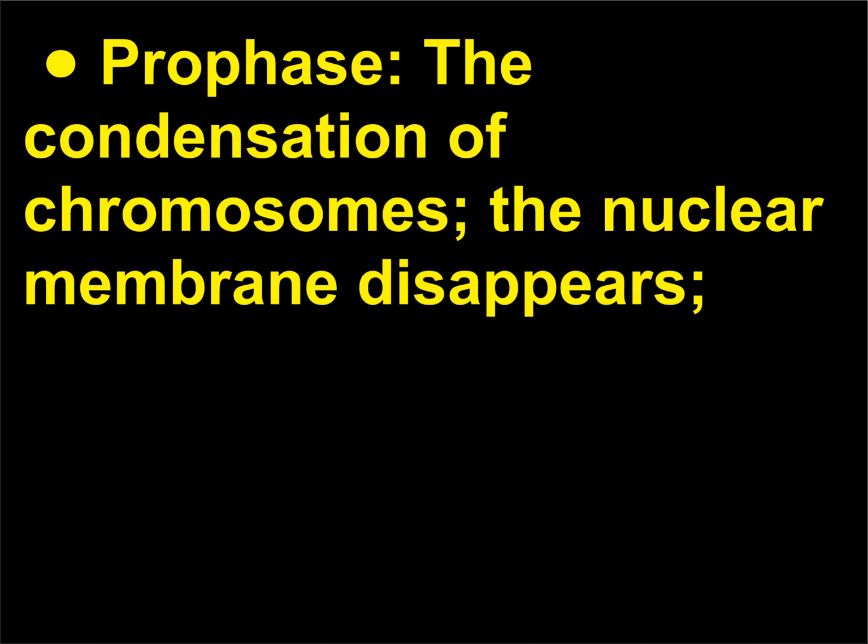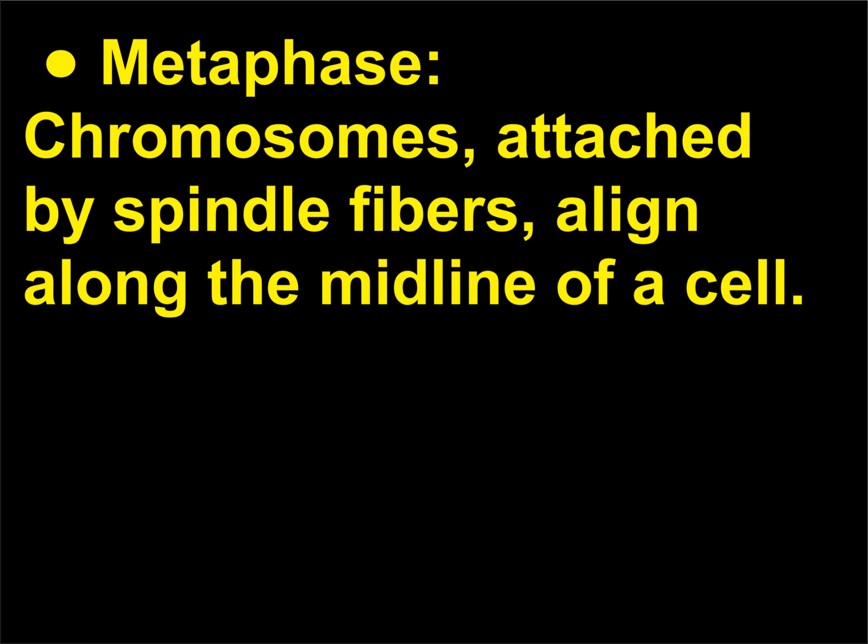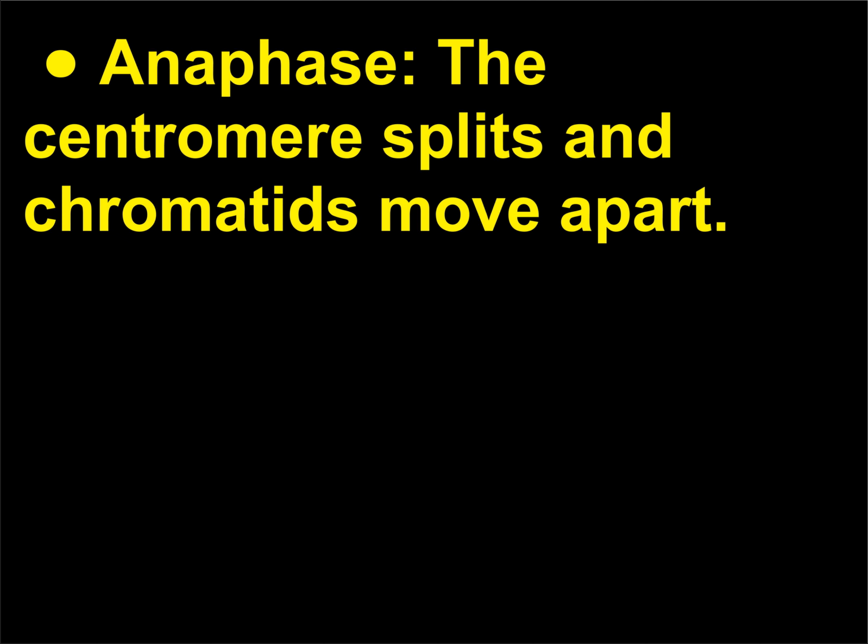Prophase: the condensation of chromosomes, the nuclear membrane disappears, formation of the spindle apparatus, chromosomes attach to spindle fibers. Metaphase: chromosomes, attached by spindle fibers, align along the midline of the cell. Anaphase: the centromere splits and chromatids move apart.